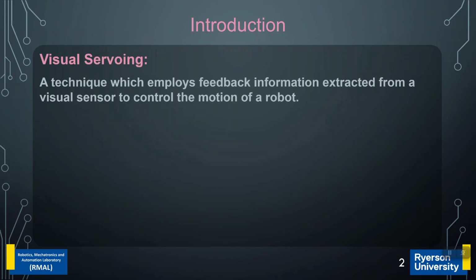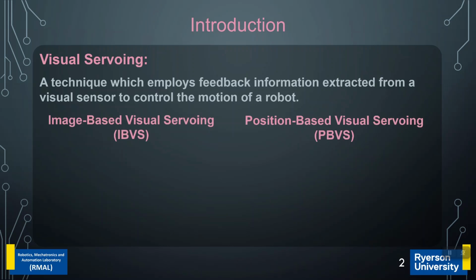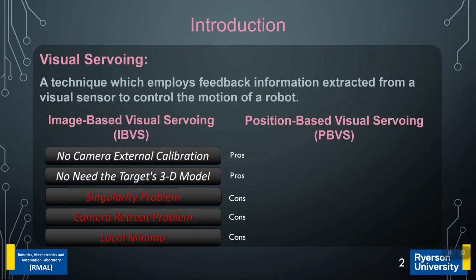Visual servoing is a technique in which we utilize the feedback information provided by a visual sensor to control the motion of a robot. There are two classic visual servo control approaches, image-based visual servoing and position-based visual servoing. In IBVS, there is no need for camera pose estimation or external calibration, and consequently there is no need for the target's 3D model, but we may have the singularity problem, camera retreat or advance problems, and local minima.